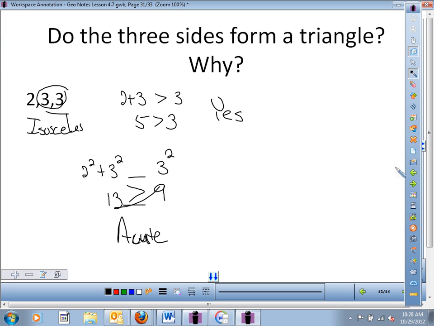So that's it for the triangle inequality. The sum of any two sides of a triangle needs to be greater than the third side. And we normally just start with the two shortest sides and then go. We also threw in some of 4.5, which is classifying using the Pythagorean theorem.